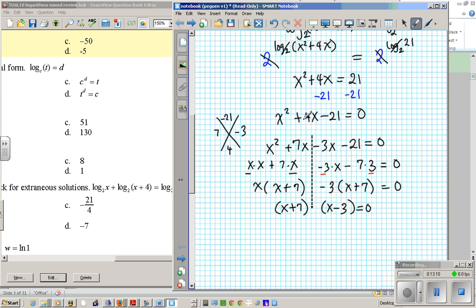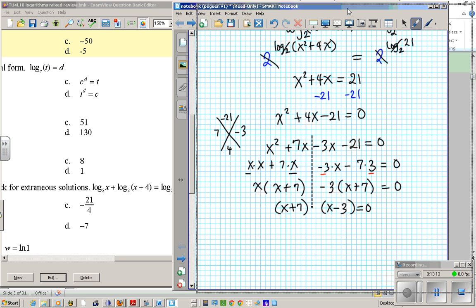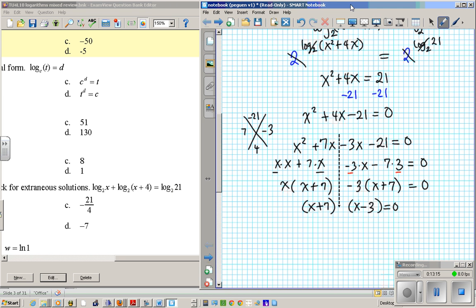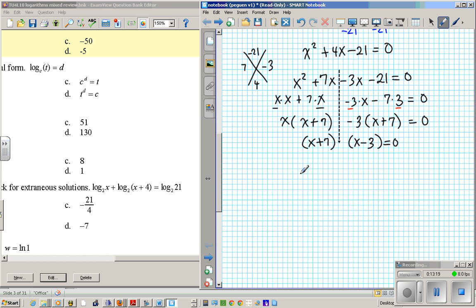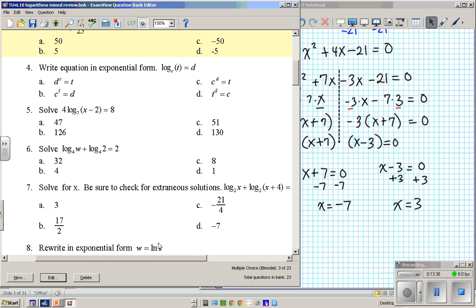Okay? Now we're going to use the zero product property, set each factor to 0, and then we're going to solve. So we're going to go x plus 7 equals 0, and x minus 3 equals 0. Subtract 7, x equals negative 7. Add 3, x equals 3.